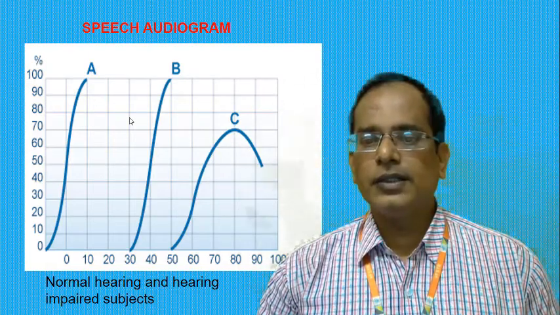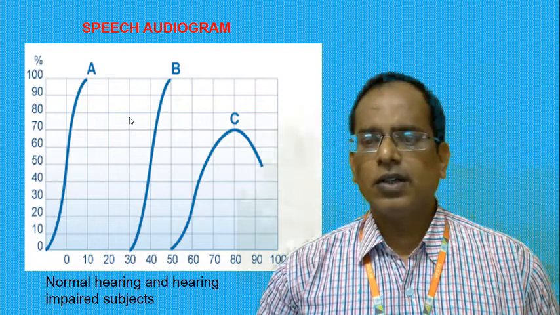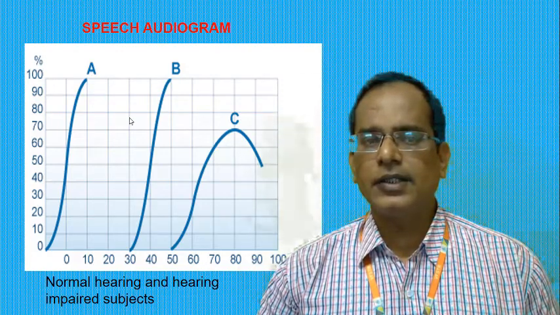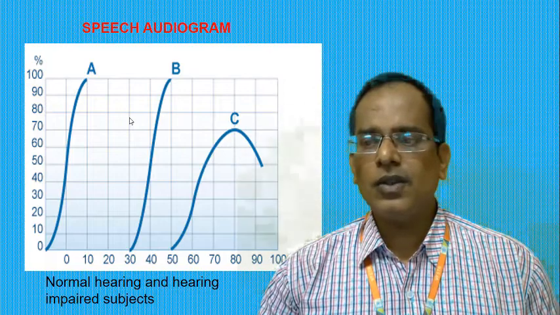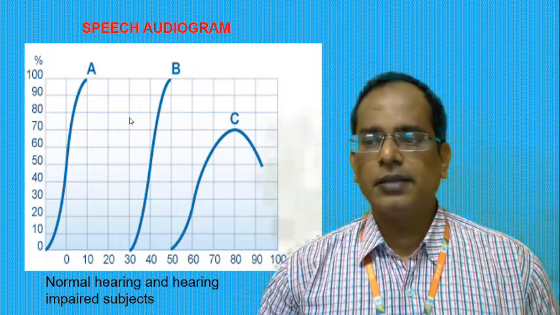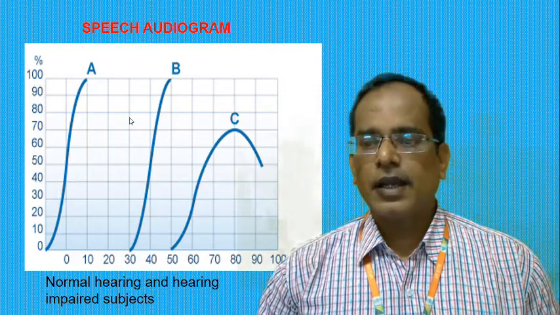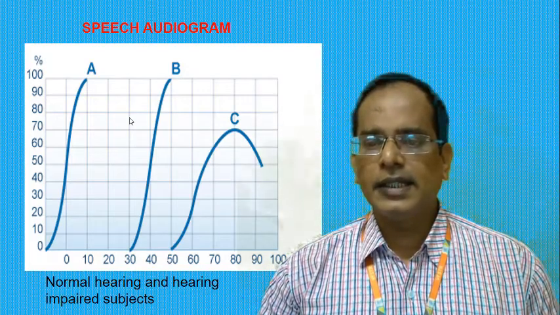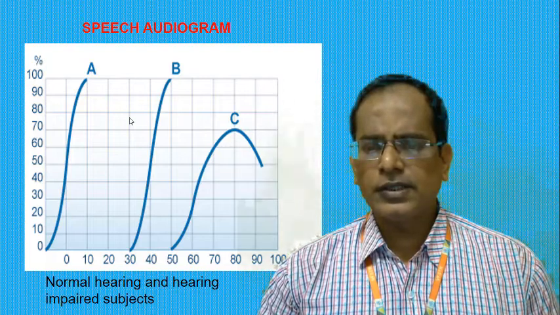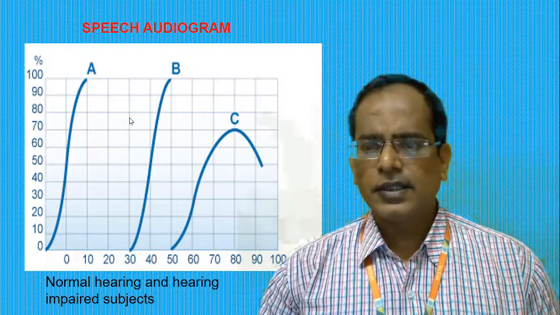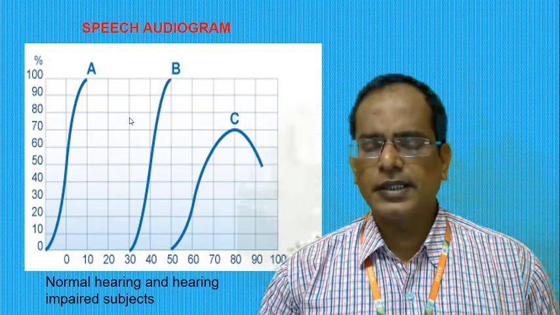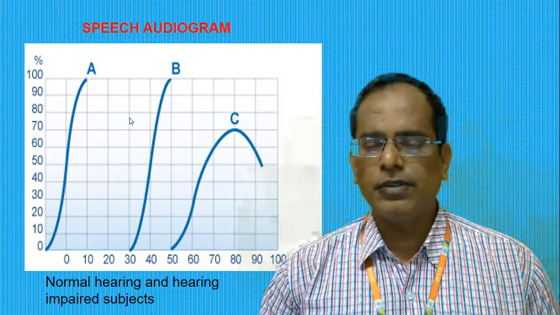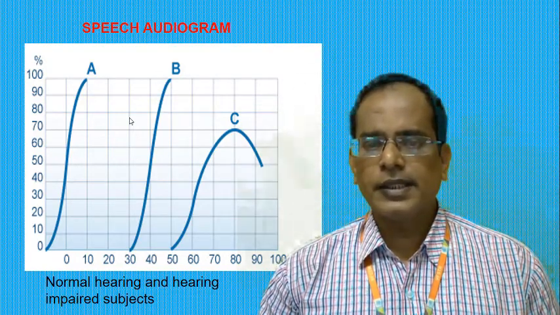When the pure tone thresholds are normal, as mentioned in curve A in the graph, it gives 85 to 100%. But it is common for WRS to decrease with increasing sensorineural hearing loss. So the main importance is that we can identify sensorineural hearing loss with the help of the WRS test.